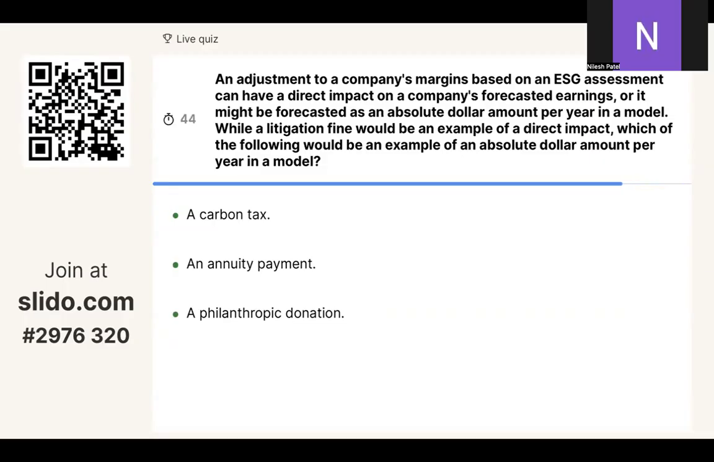Adjustment to a company's margins based on ESG assessment can have a direct impact on the company's forecasted earnings, or it might be forecasted as an absolute dollar amount per year in a model. While a litigation fine would be an example of direct impact, which of the following would be an example of an absolute dollar amount per year in a model? Carbon tax, annuity payment, philanthropic donation. I think the answer is the third one.